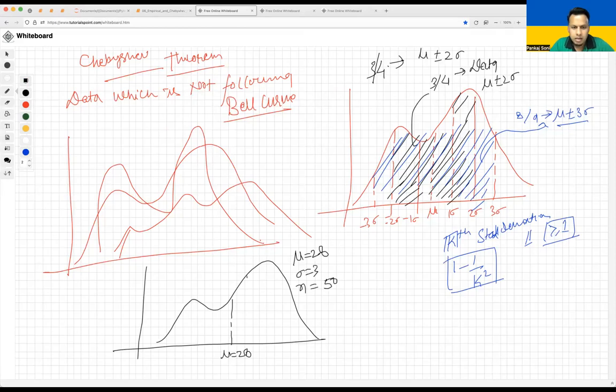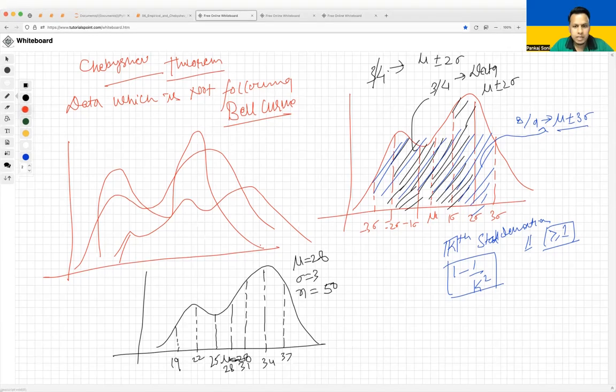So let's say mu plus 1 sigma is 28 plus 3, so 8, 9, 10, 11. So it will be 31. Let me write 28. This will be 31, 2 sigma will be 34, and 3 sigma will be 37. Similarly here, take minus 1 sigma. So 28 minus 3, that is 25. Then this will be your 22, and this will be your 19.